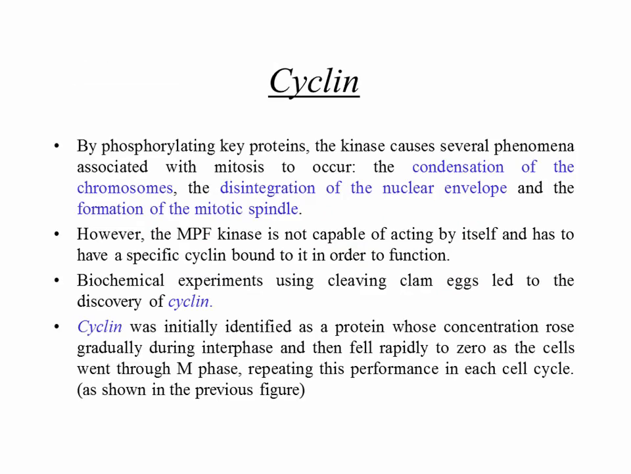So it's a kinase, so it's going to phosphorylate some key proteins, okay? By phosphorylating key proteins, the kinase causes several phenomena associated with mitosis to occur. If you're going to have mitosis, you need the condensation of the chromosomes, the disintegration of the nuclear envelope, and the formation of the mitotic spindle, right? So this kinase is able to make all these things occur by phosphorylating some of the key proteins, all right?